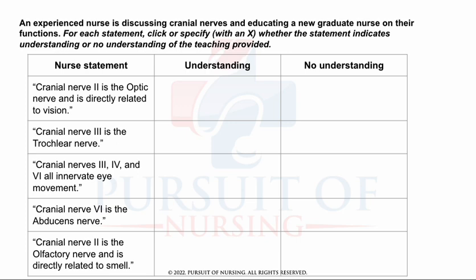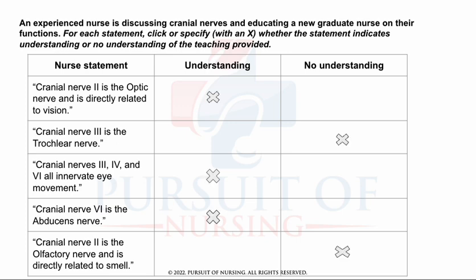Cranial nerve 2 is the optic nerve and is directly related to vision. Cranial nerve 3 is the trochlear nerve. Cranial nerves 3, 4, and 6 all innervate eye movement. Cranial nerve 6 is the abducens nerve. And cranial nerve 2 is the olfactory nerve and is directly related to smell. So this is just directly testing your knowledge on the cranial nerves that were covered when we discussed the eye.